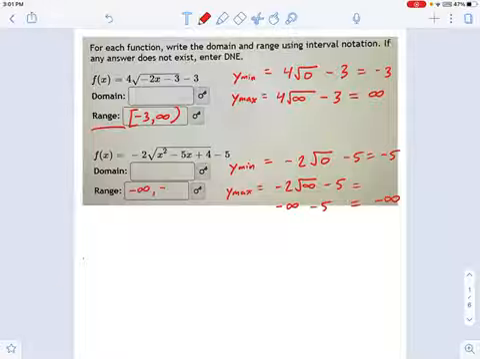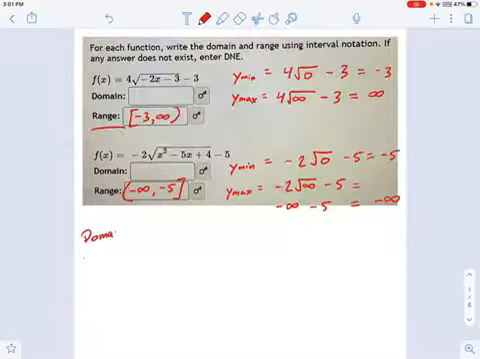So let's put those in here. Negative infinity can't be touched, so that gets the parentheses. Negative 5 is inclusive. We do touch that point, so that's a square bracket. So that's how you find the range. The domain is a little bit different method. For the domain, you really must talk about domain restrictions.